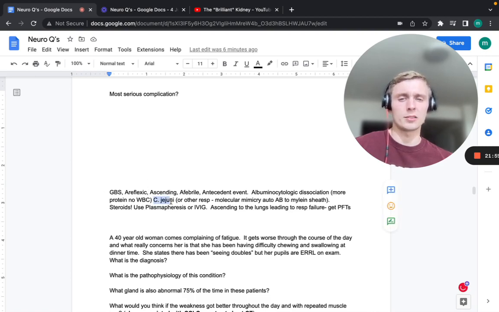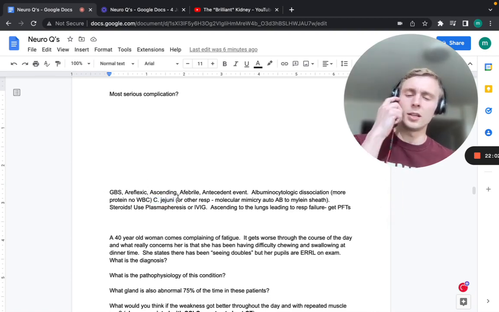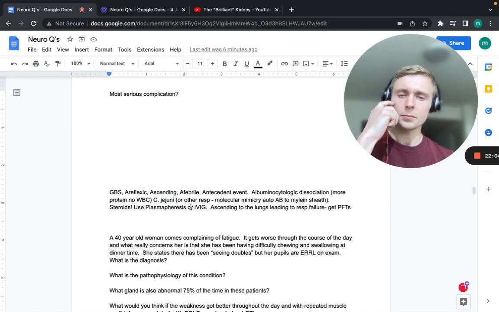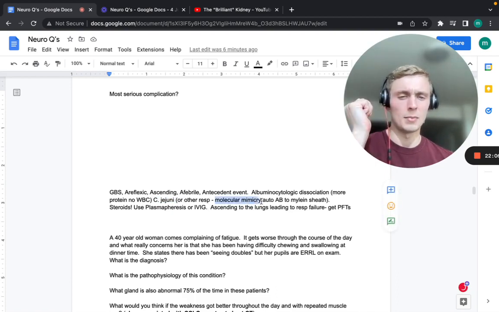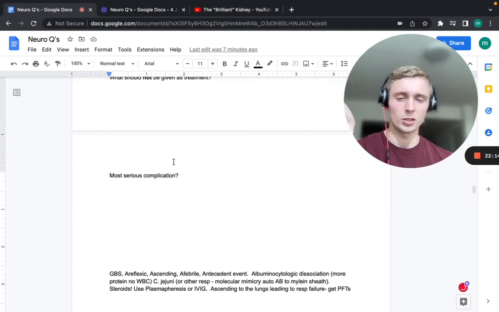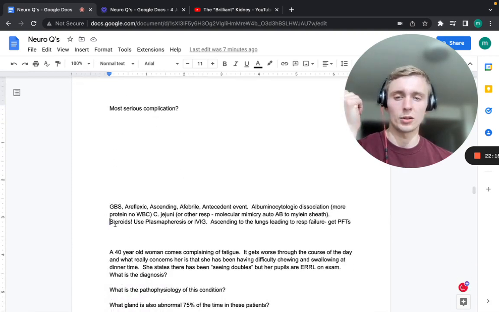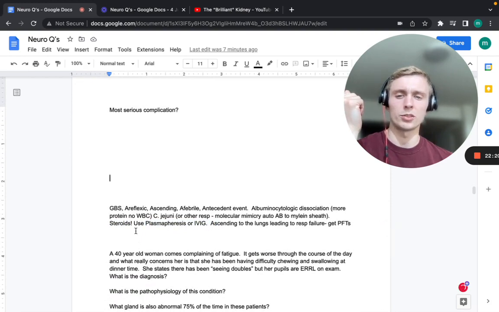Like we said, Campylobacter jejuni, an important one to know, is the most common. And the mechanism is molecular mimicry, autoantibodies to the myelin sheath. We don't use steroids for this. So it's an autoimmune condition. You might assume that we would use steroids for this, but we don't use steroids. We use plasmapheresis or IVIG. So that's an important one to know, that we don't use steroids for GBS.